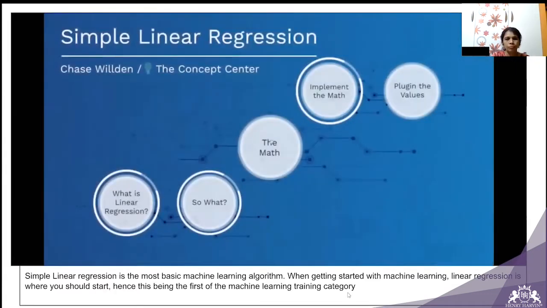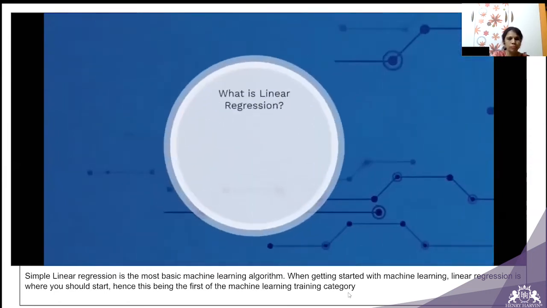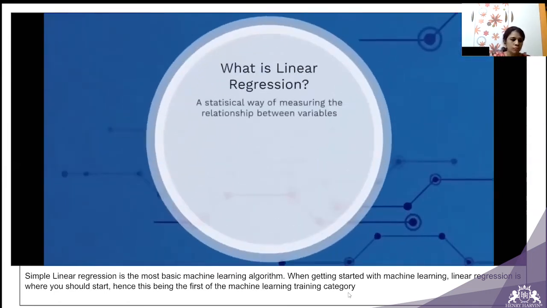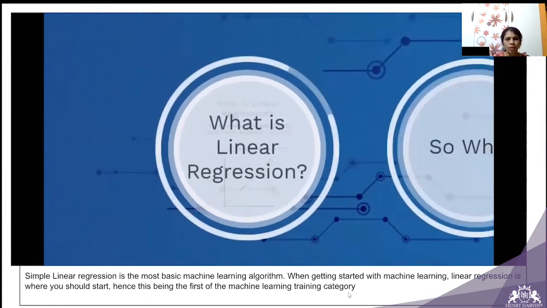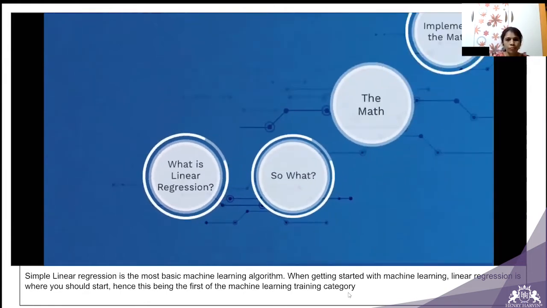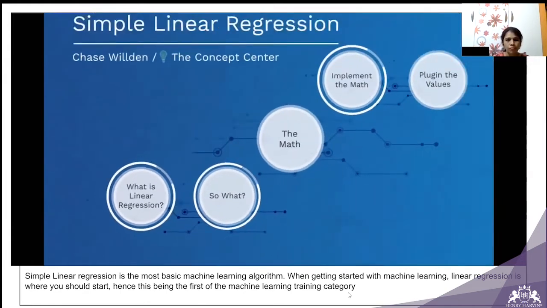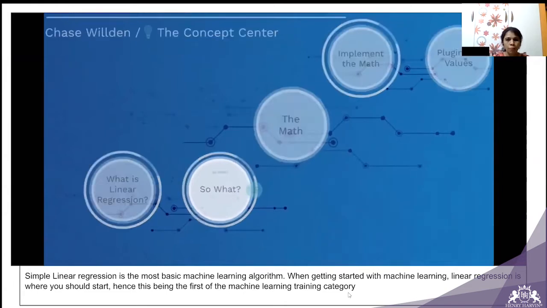Linear regression is one of the simplest algorithms when it comes to machine learning. So, what is linear regression? By definition, linear regression is a statistical way of measuring the relationship between variables, such as time increases, so does cost. So, why does this matter? Well, simply put, you can predict the future.